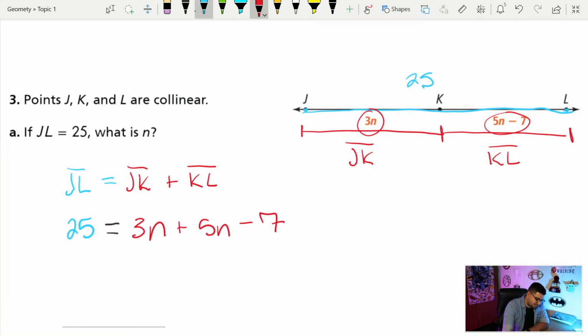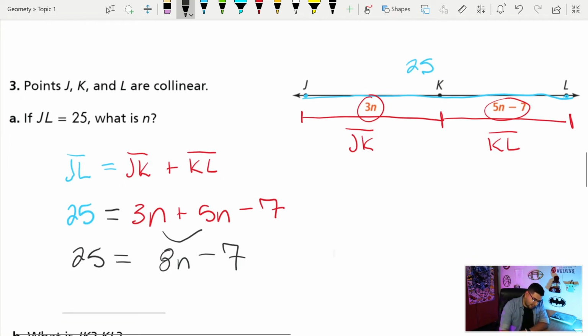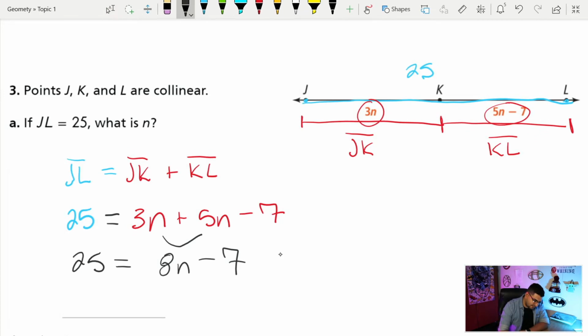So 25 is going to equal, I see these two terms can combine. 5n plus 3n is 8n. This negative 7 is going to stay the same. And now this becomes a two-step equation. So I'm going to rewrite this out here on the side, and I'm going to flip the equation over just because I'm more comfortable with that.